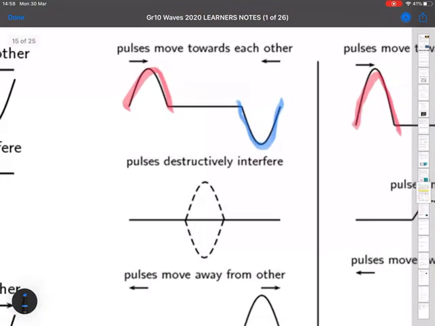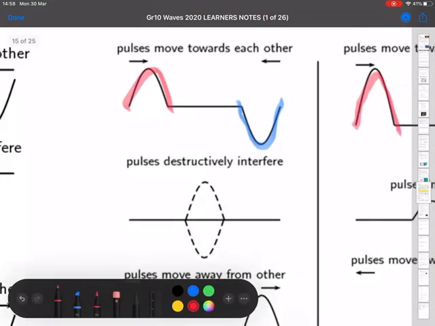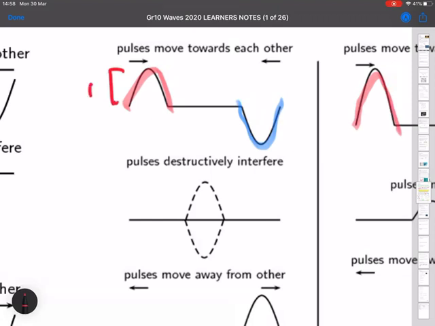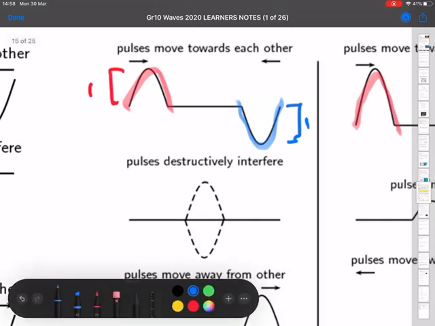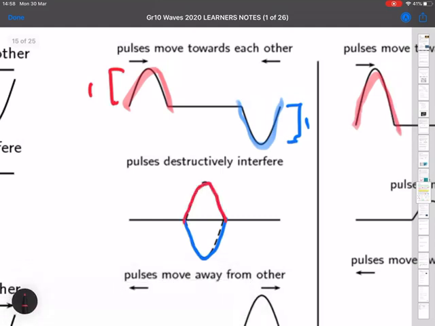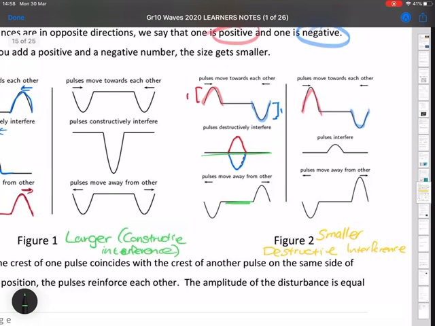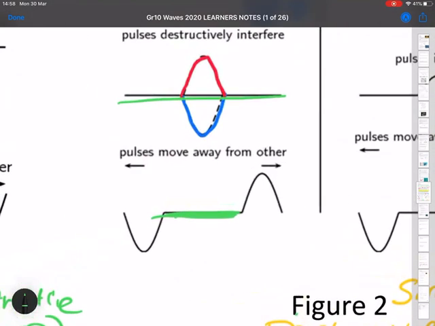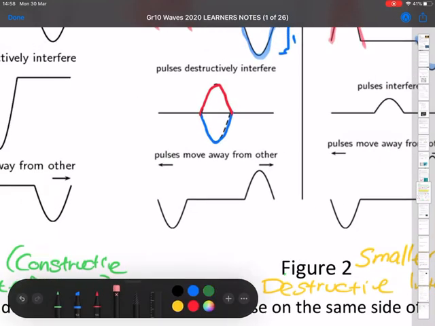So if this wave had an amplitude of 1 unit, and this one had an amplitude of 1 unit, because the red one's above, the blue one's below, it should not come as a surprise to you that 1 plus negative 1, or 1 minus 1, will give us 0. And that's what you're seeing over here: when the waves pass each other, there's no net amplitude.